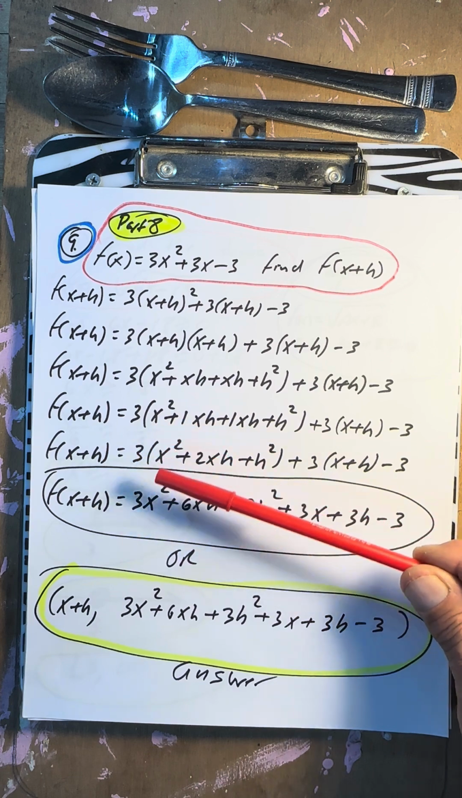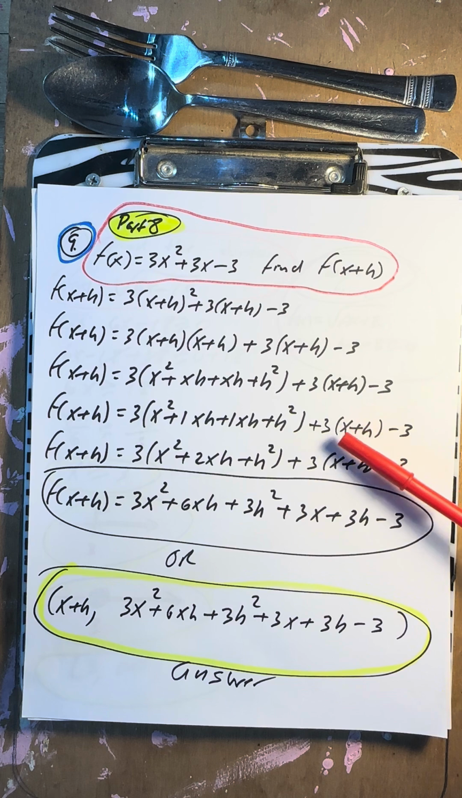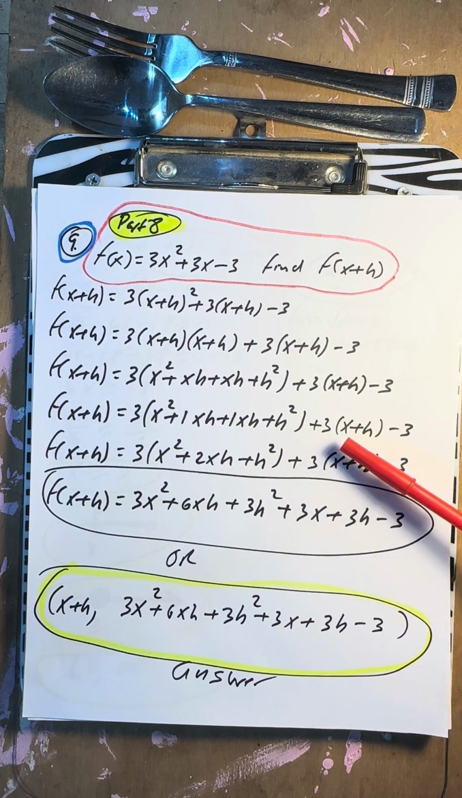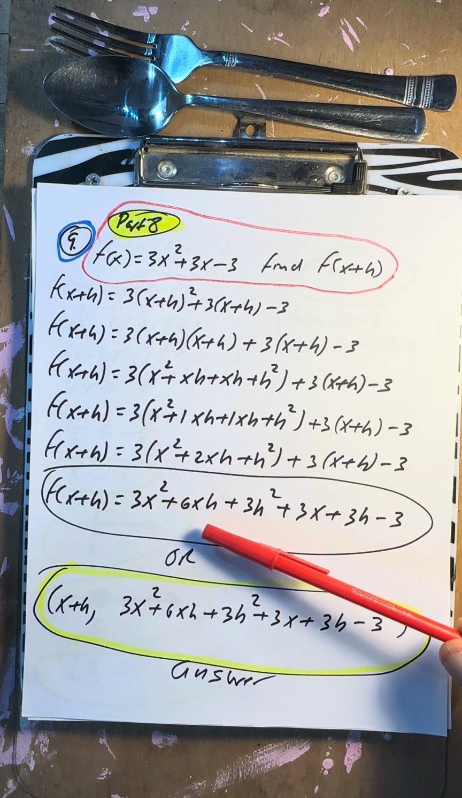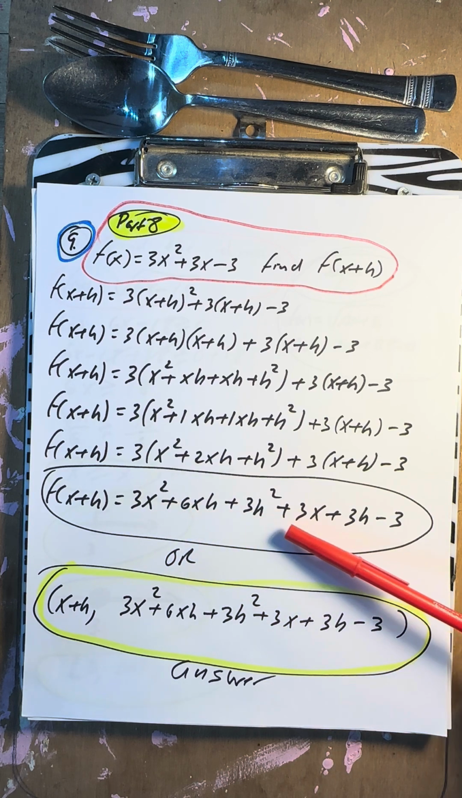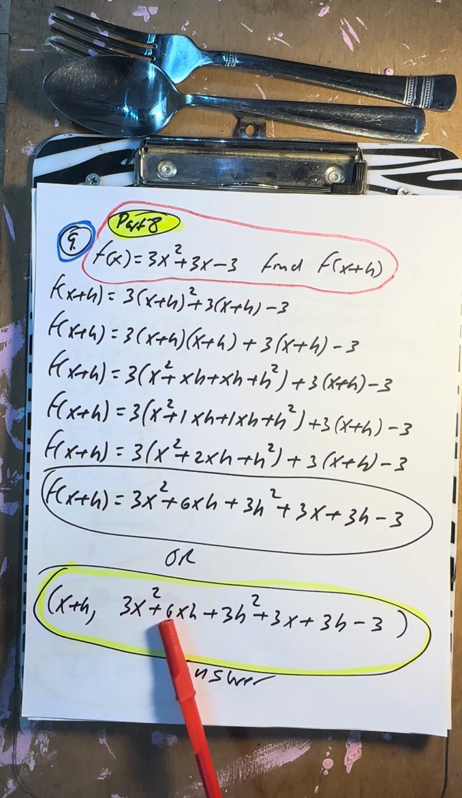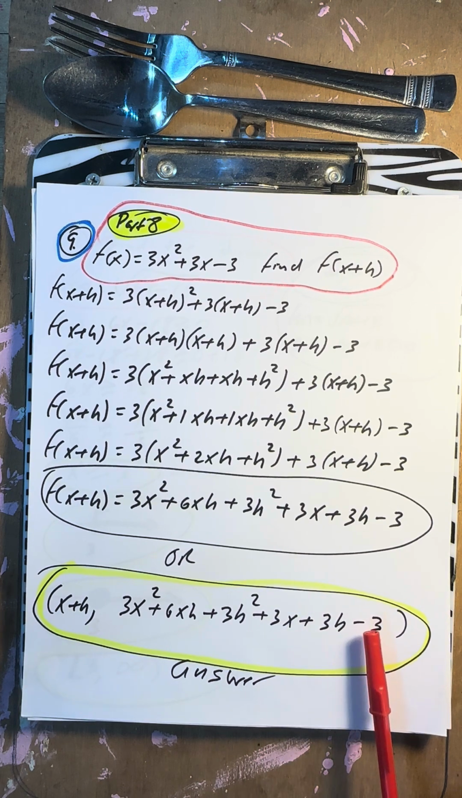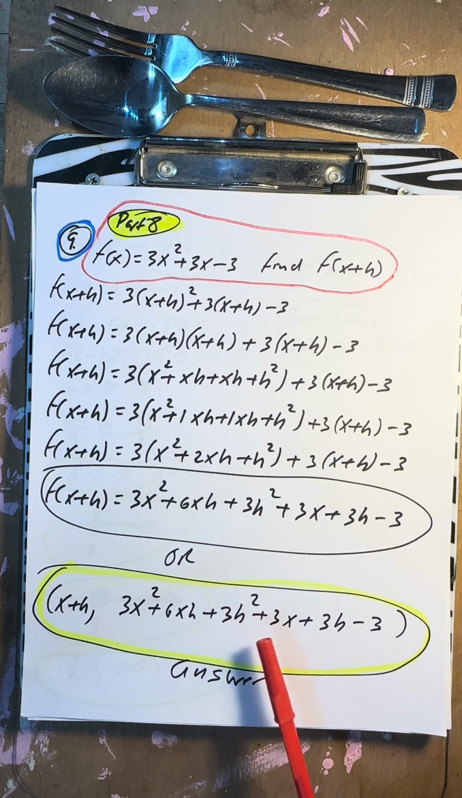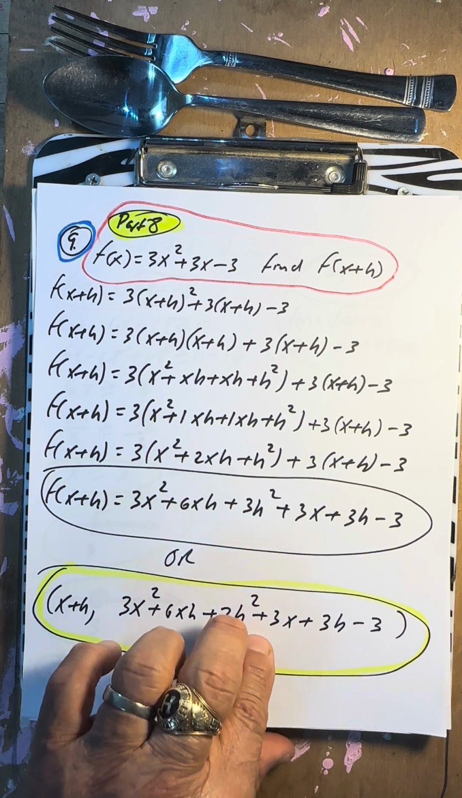3 times that, 3x squared. 3 times that, 6xh. 3 times that, 3h squared. This one, 3 times that is 3x. 3 times h, 3h minus 3. So we have 3x squared, 6xh, 3h squared plus 3x plus 3h minus 3. Nothing else we can do with that. So x plus h, comma, 3x squared plus 6xh plus 3h squared plus 3x plus 3h minus 3. Leave it like that. That's all we can do.